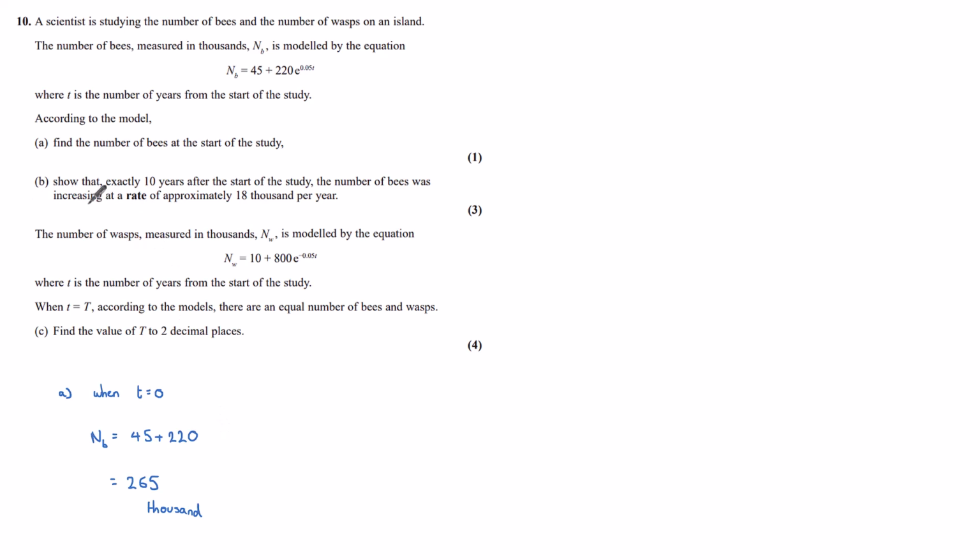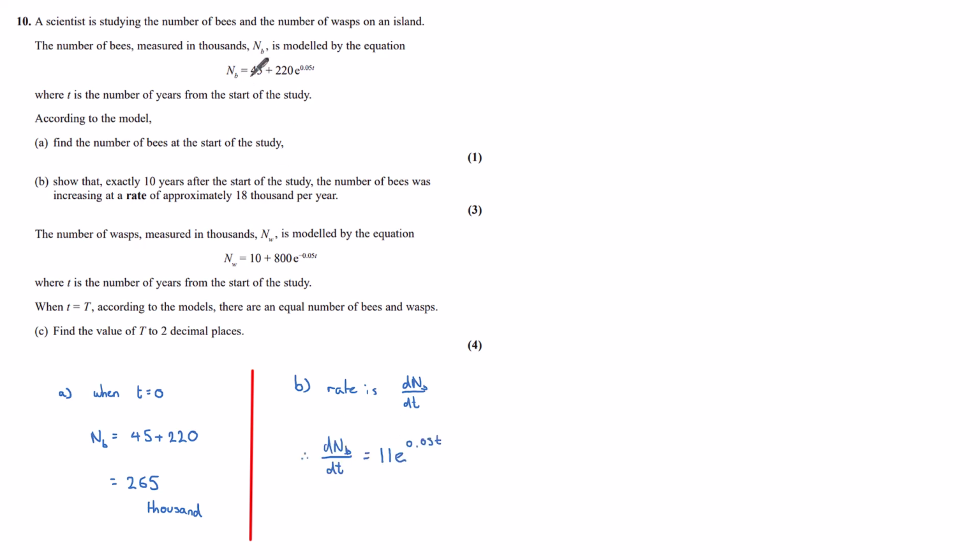Part B, show that exactly 10 years after the start of the study, the number of bees was increasing at a rate of approximately 18,000 per year. Well, the rate of increase is NB with respect to time. So the rate is the derivative of NB with respect to time, which we need to find first of all.